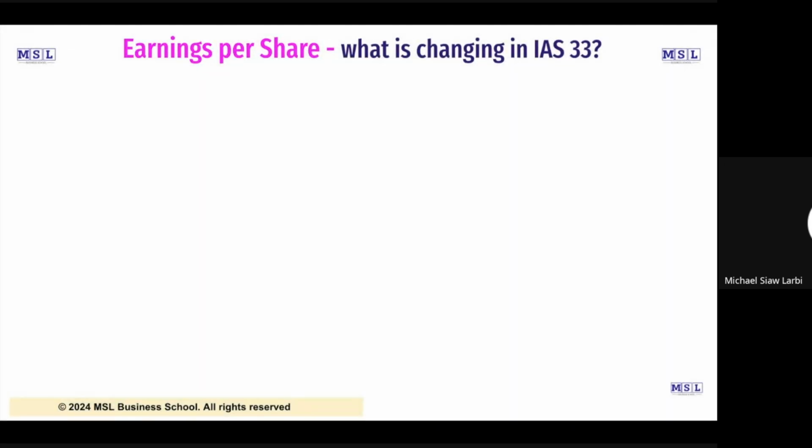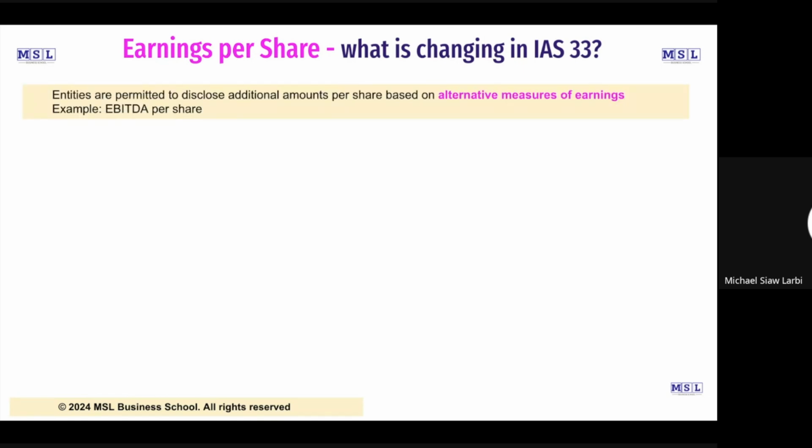If we go to earnings per share, IAS 33, what is changing here? You may wonder, what? Is something changing there too? Yes. So you are permitted to disclose additional amounts per share based on the alternative measures of earnings. So, typically we have basic and diluted earnings, right? You now have the chance to present additional measures of earnings. For example, EBITDA per share. You see, we have new subtotals, we have MPMs. You can use them to do anything per share.